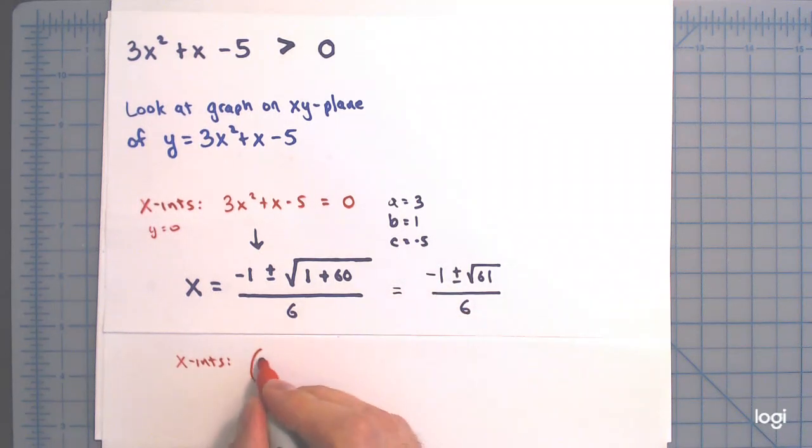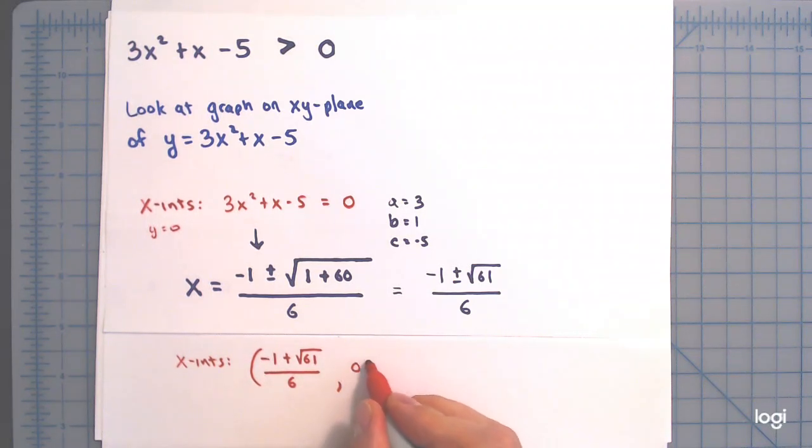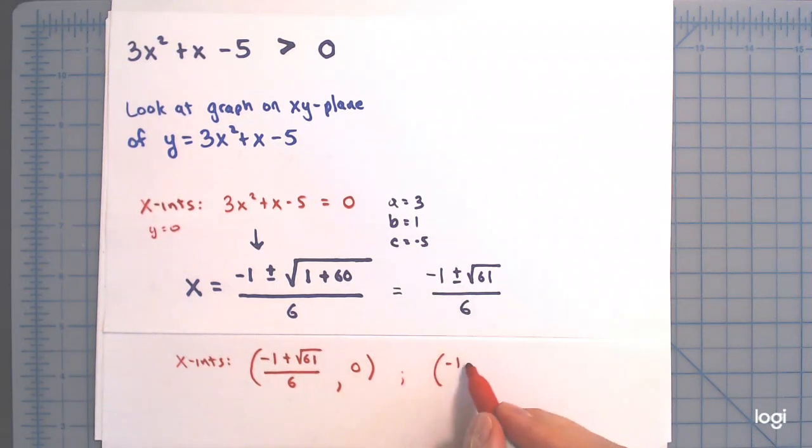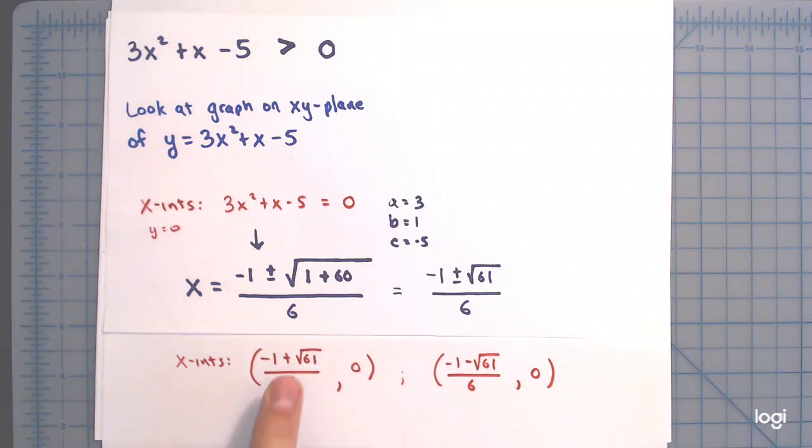One will be at negative 1 plus the square root of 61 divided by 6, comma 0, right, where the y-coordinate is 0, and the other one will be at negative 1 minus the square root of 61, all that divided by 6, and then comma 0. And like I said, I'm gonna punch that in the calculator, get a little approximation, help me out a bit. So the first one, put negative 1 plus the square root of 61 in the numerator, and then divided by 6 in the denominator.